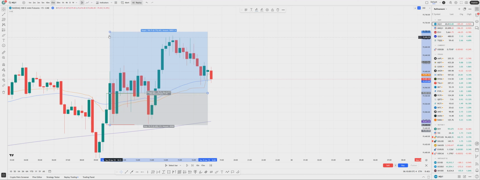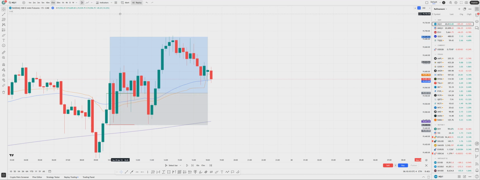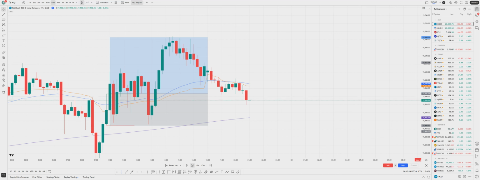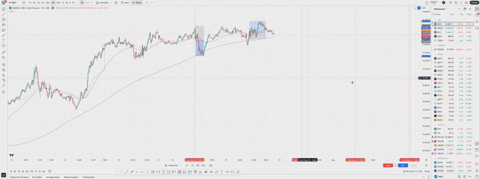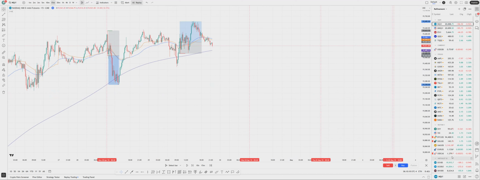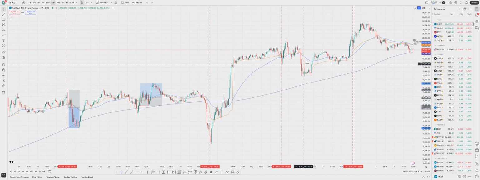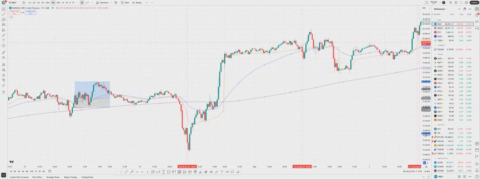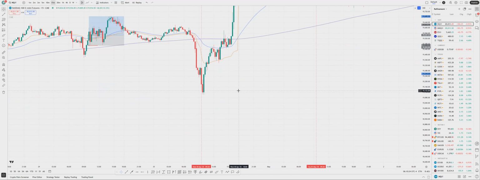Okay, so price did 140 points. As you can see, price played exactly how we wanted it. Did 140 points. 100 points is the usual target for this strategy, but there is no set target. You could either target the high, the recent high, or the recent low. However, yeah, there is no set target.